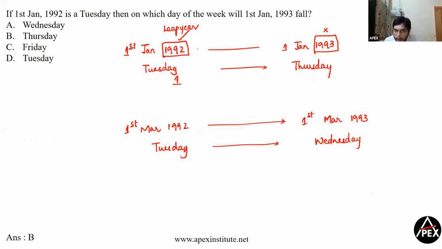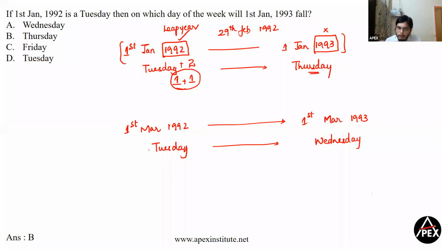Now we have to check. The second step is, do we have 29th Feb 1992 in this given time? Yes. From 1st Jan 1992 to 1st Jan 1993, yes, we do have February 29th 1992. So because of this extra day, I will be adding 1. So in total, you are having 2 odd days in this leap year. So the answer is Thursday.